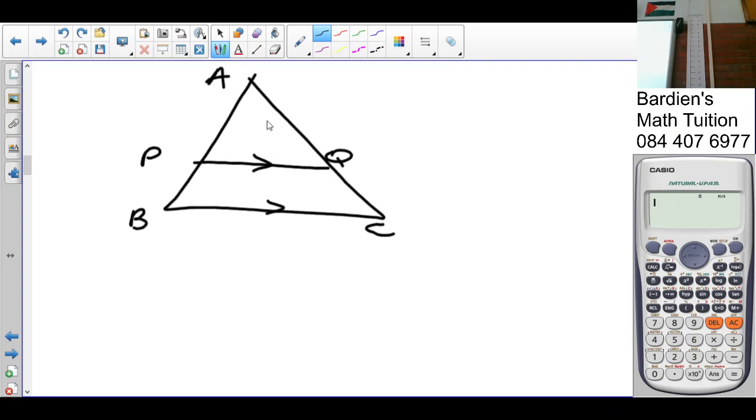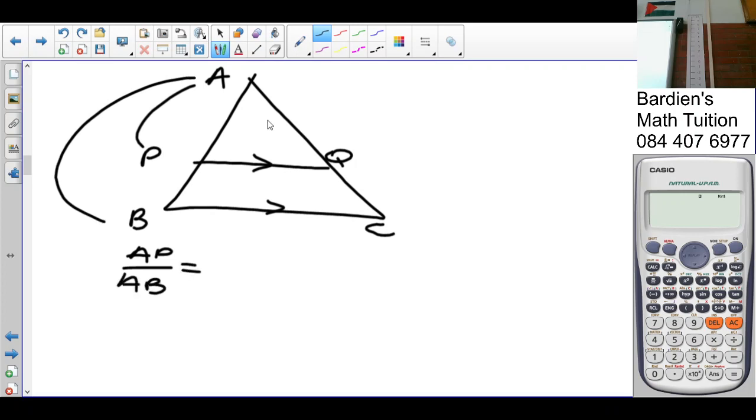If those lines are parallel, it's also true that AP over the whole length of AB is equal to AQ over AC. Can you see that, people?